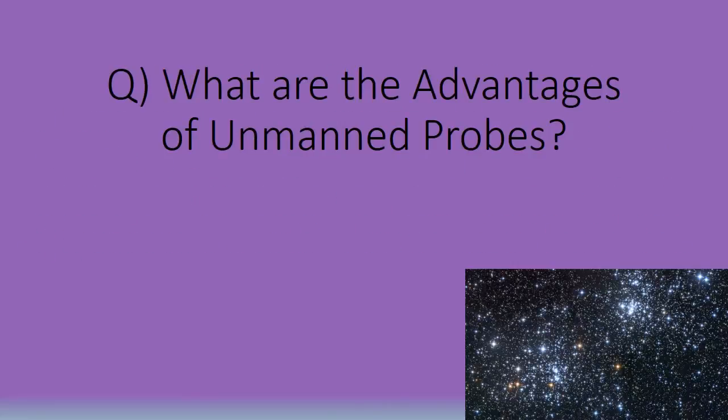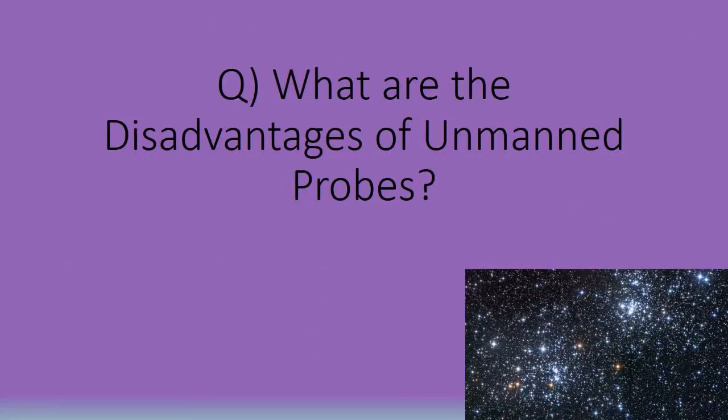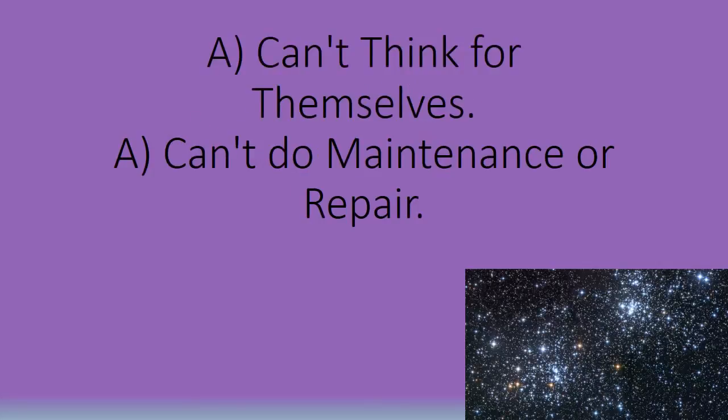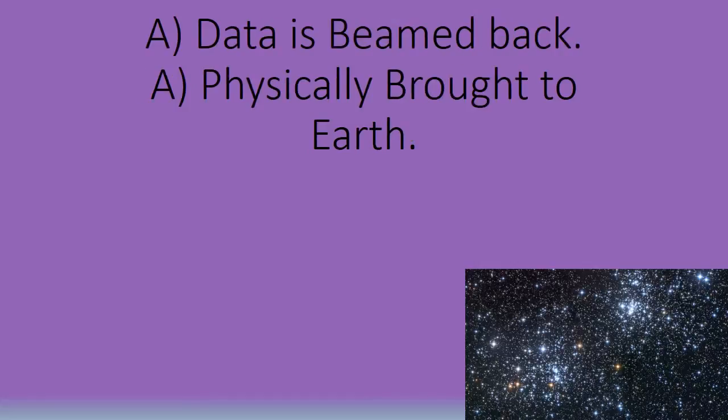What are the advantages of unmanned probes? They don't need food, oxygen or water, and withstand conditions which humans can't. More instruments can be fitted, cheaper and safer. What are the disadvantages of unmanned probes? Can't think for themselves, can't do maintenance or repair. How is collected information sent back to Earth? Data is beamed back or physically brought to Earth.